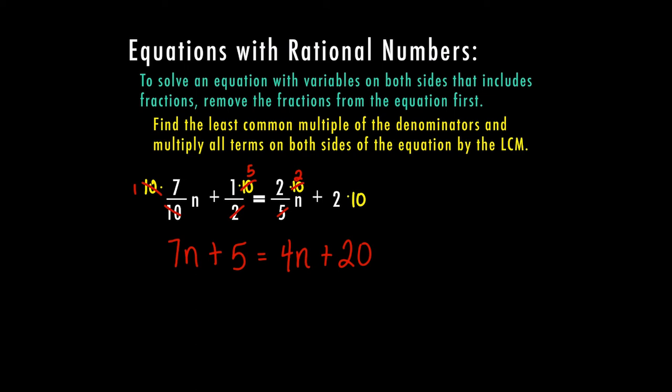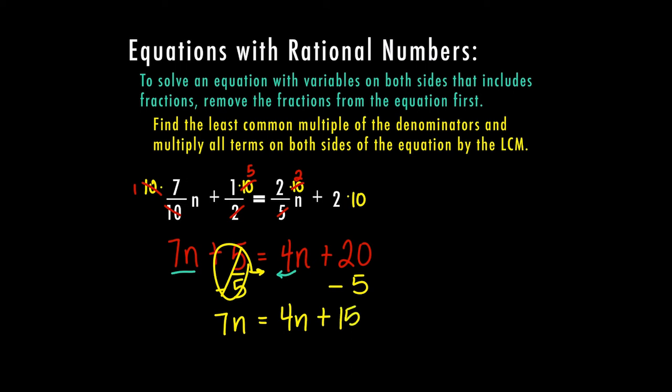So the first thing I'm looking for is which side has my largest variable. And I can see here that out of 7n and 4n, 7n is larger. So I'm going to want to move the 4n to the other side. That means that this 5 is going to get moved to the right side. So let's move that 5 first. In order to move a positive 5, I need to do the inverse, which is subtract 5. And whatever I do to one side, I have to do to the other. So now this is gone, and I am left with 7n equals 4n plus 20 minus 5, which is 15.